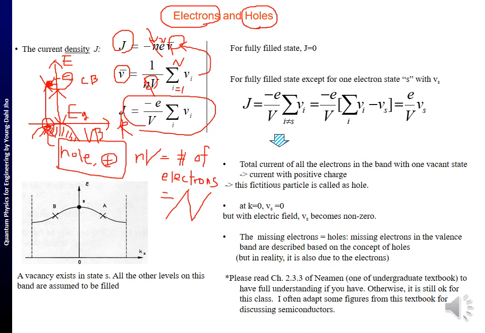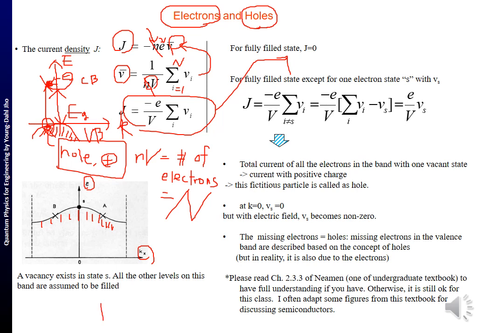And if we consider the band, let's say this is the valence band, this is energy, and kx is the wave number along the x direction. If it is fully filled by electrons, then we see that the J should be 0 because look at this.